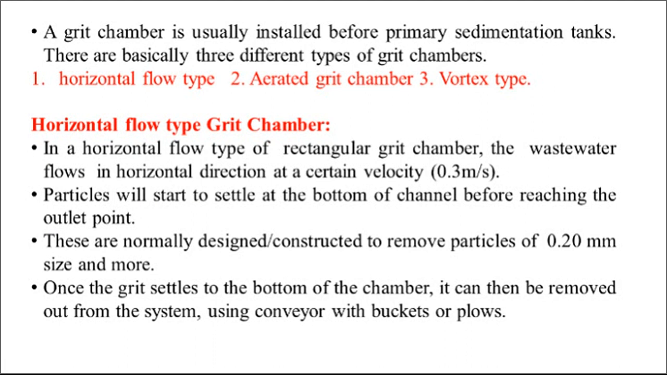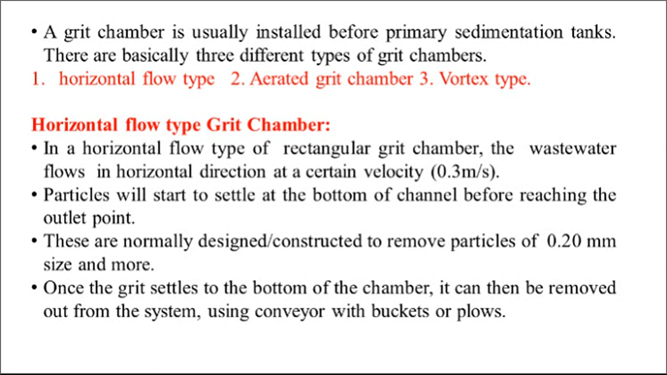There are basically three different types of grit chambers. The first type is the horizontal flow type of grit chamber, in which the sewage flows horizontally. The second type is the aerated grit chamber, and the third type is the vortex flow type of grit chamber. We will see these one by one. First of all, the horizontal flow type of grit chamber. In the previous figure we have seen that the flow is horizontal. In the horizontal flow type of rectangular grit chamber, the wastewater flows in the horizontal direction at a certain velocity.